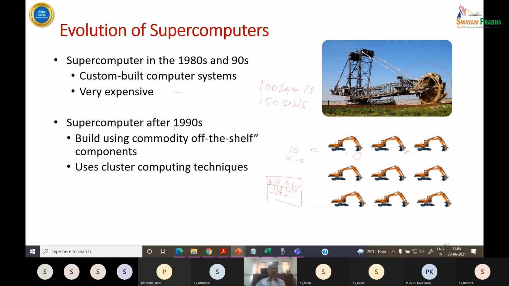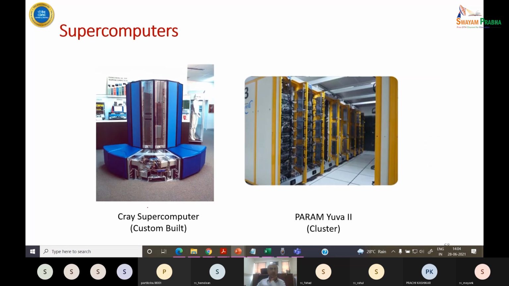That is the time, the 1990s, when I mentioned the Beowulf cluster: commodity off-the-shelf components, hardware, software, everything. But how do you make them work together? You use a cluster, and you now know enough about the nodes and the network that binds them together. Here is an example, a custom-built Cray supercomputer. I think this is the Cray YMP. Before that there was the XMP multiprocessor, then the YMP. Like this, the generations kept coming in bigger and bigger.